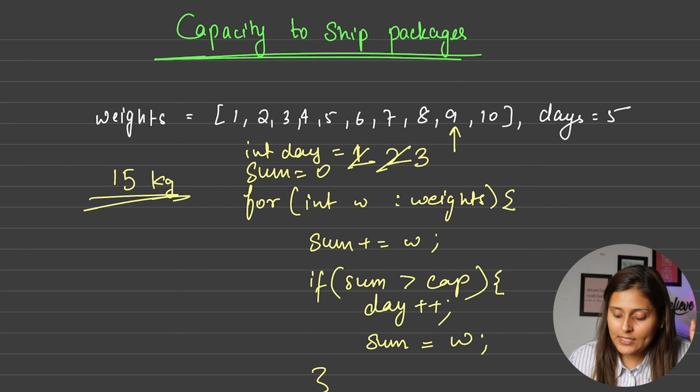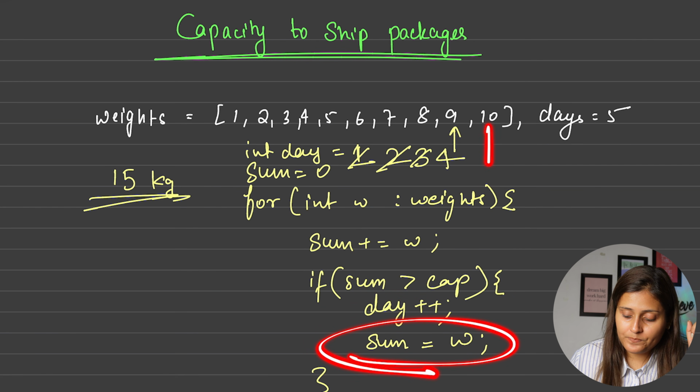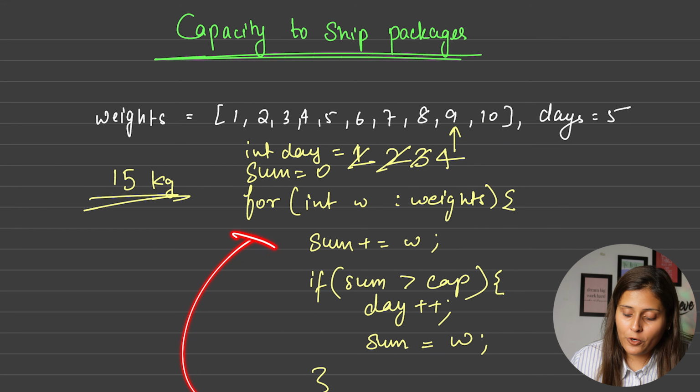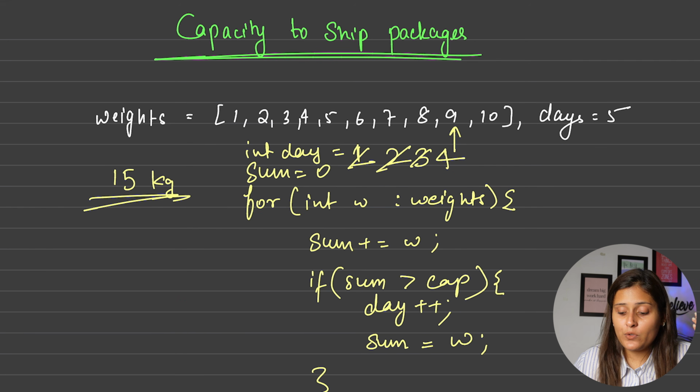So I can say that again it is greater than 15. So day will be plus plus. So day will become 4. Yes. And sum will be what? Sum will be 10. Yes. So next time this for loop will be over, and after coming outside, we can say how many days we took. If you'll see, 4.